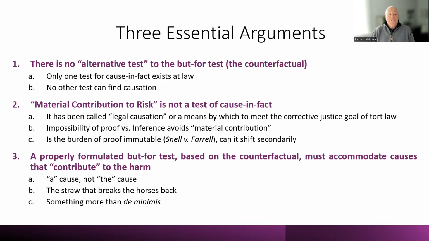The material contribution to risk test, as that's defined in Clements, is not a test for factual causation. It's problematic as a test of legal causation. It's problematic if it's based on corrective justice, but that may be a discussion for another day. I think that we can overcome these things by overcoming what some people call impossibility of proof. Impossibility of proof can be overcome in many cases by the appropriate use of inference and material contribution as an element of but-for, as opposed to a distinct or a different test.